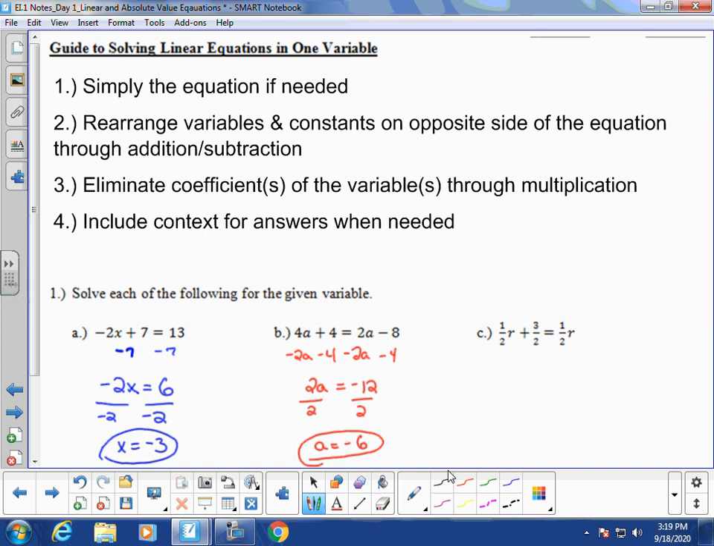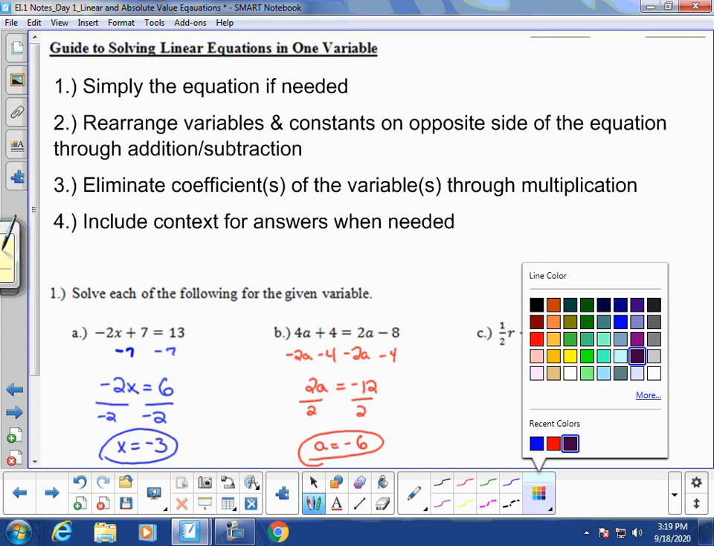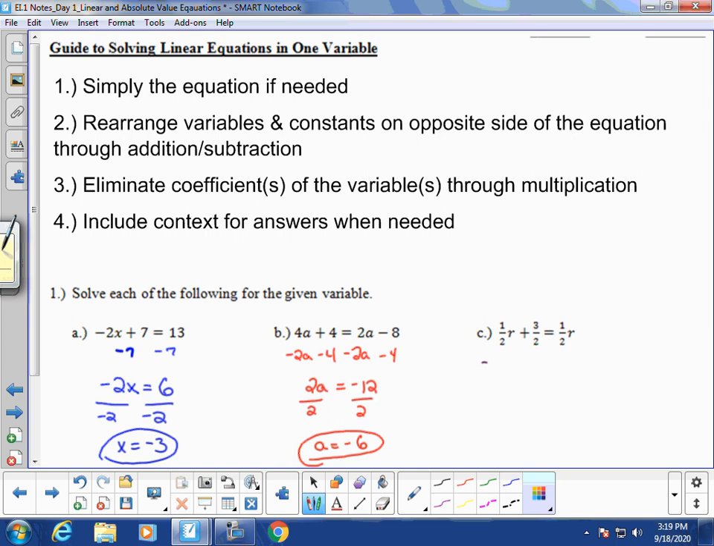Now my variable is r. Here in this case, I'm dealing with fractions. But the same ideas still hold true. I want to get the variables to the same side, so I'm going to subtract 1/2 of r from both sides. And now what that leaves me with is 3/2 equal to, well, if I subtract 1/2 r from 1/2 r, that's going to give me 0.